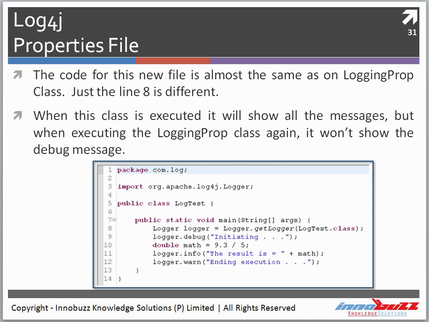This is the logTest class, almost the same code as before, but line 8 is different. If you run this class, you will see all the messages: the debug, info, and warn. But if you run the LoginProp class again, you will only see the info and warn messages. The debug will not be shown because we set in the log4j properties file the info level for the package to which the LoginProp class belongs.